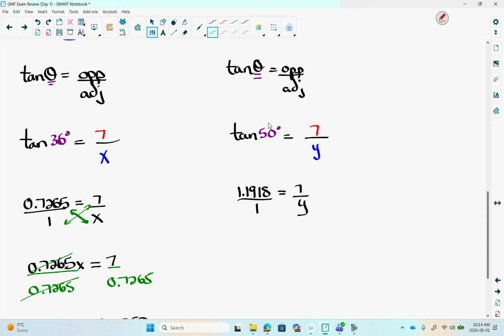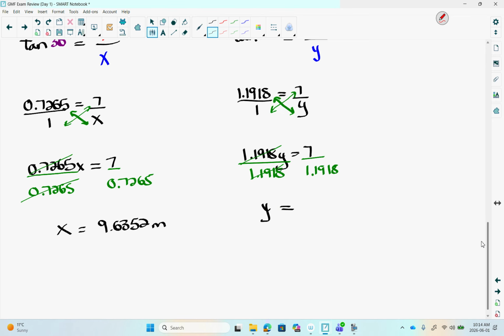I'm going to drop a 1 under this, and I'm going to cross multiply. 1.1918 times y is 1.1918y. Write your equal sign. 1 times 7 is 7. And then divide both sides by 1.1918. These would go away. It would leave a y on the left. And 7 divided by 1.1918 gives me 5.8735. And that's meters. So that's what x is, and that's what y is. I know those two values.